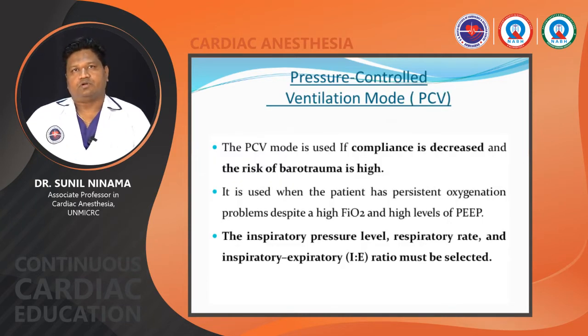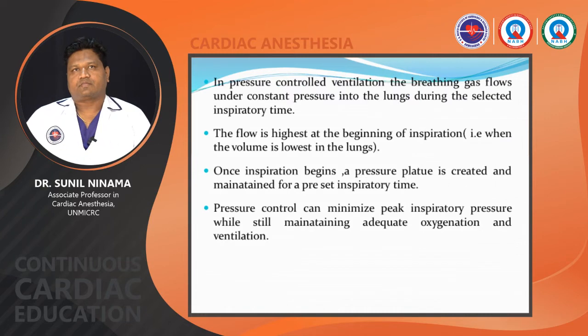It means PCV mode. The PCV mode is used if the compliance of the lung is decreased and the risk of barotrauma is very high. It is used when the patient has a persistent oxygenation problem despite high FiO2 and high level of PEEP. Then you use pressure control ventilation. In this, the inspiratory pressure level, respiratory rate, and inspiratory I:E ratio must be selected. In pressure control ventilation, the breathing gas flows under constant pressure into the lung during the selected inspiratory time.